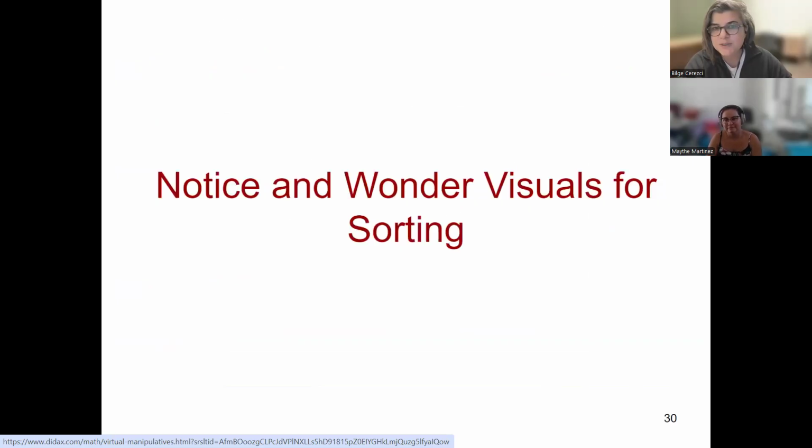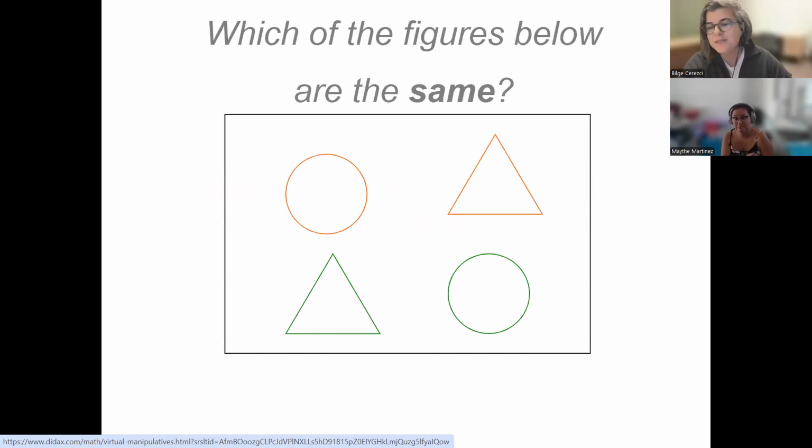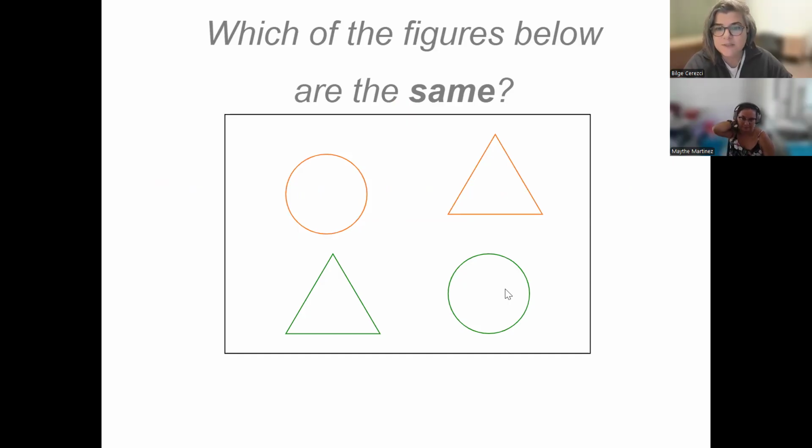And then I have some visuals that you can utilize in the classroom with your students, similar to the one I showed at the beginning, which one doesn't belong. We call them conversation starters, math thinking activities where you're warming their brain up about the concepts that you want them to learn. These are some other visuals that you can use, like which figures below are the same. Some kids will say these go together because these are both triangles, these are both circles. Someone else will say, well, these go together because these are both green and these are orange, things like that.